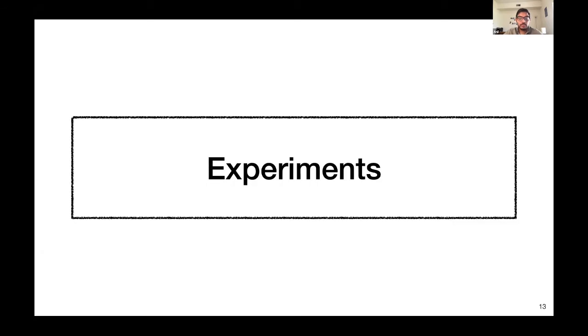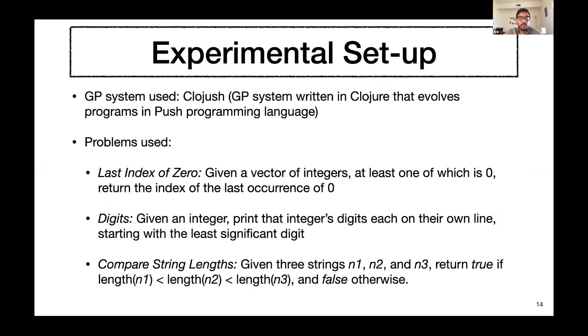Let us now delve into experimental details. We use Clojush in our experiments, which is a genetic programming system written in Clojure, and it evolves programs in Push language. We select 3 problems with varying levels of difficulty and presence of different data types. So in last index of zero, we have been given a vector of integers, and we have to return the index of the last occurrence of 0.